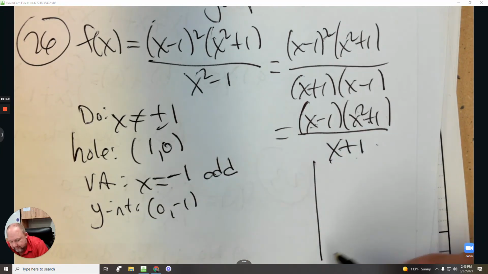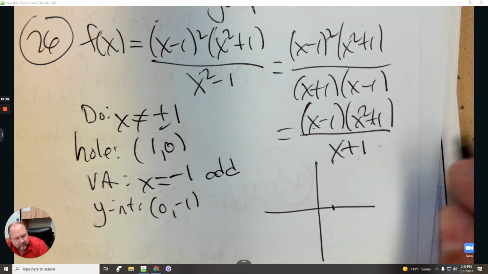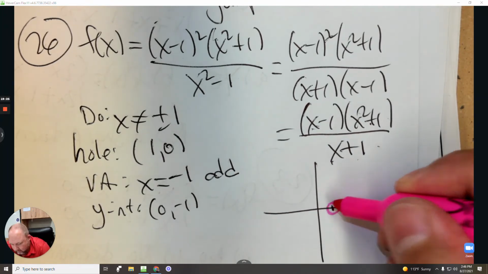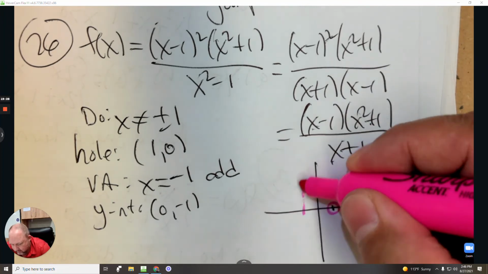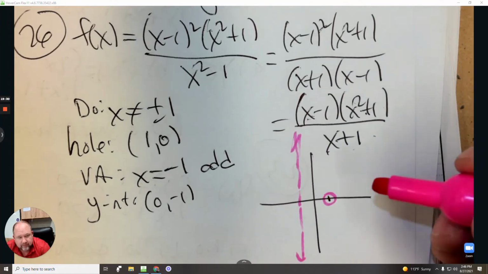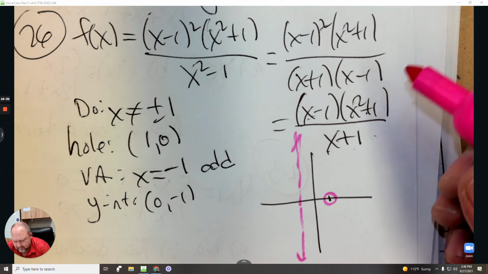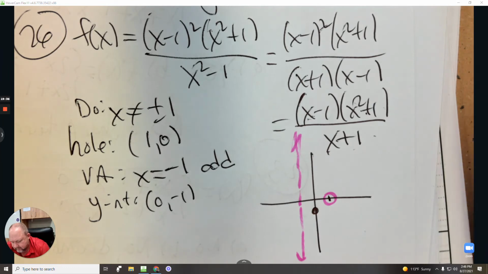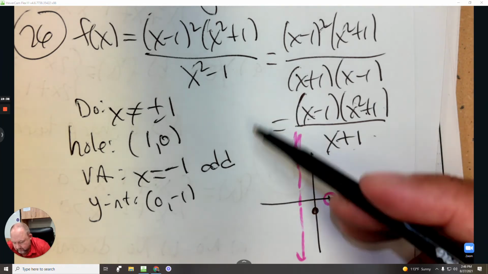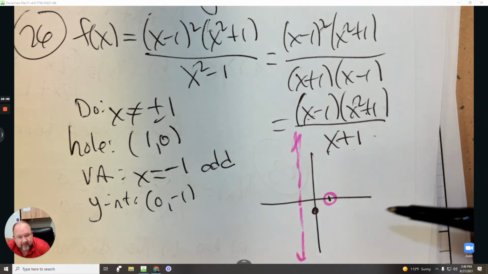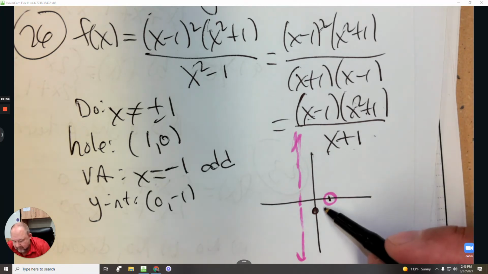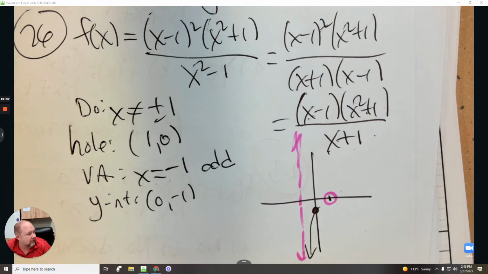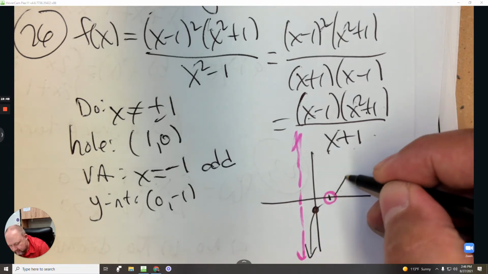And we're going to graph that. So at (1, 0) there's a hole. At negative 1, there's an asymptote. Oh yeah, the end behavior too, right? But we'll plot (0, negative 1) and then the end behavior. So we know it crosses here, and it's going to go up. The right end is up.